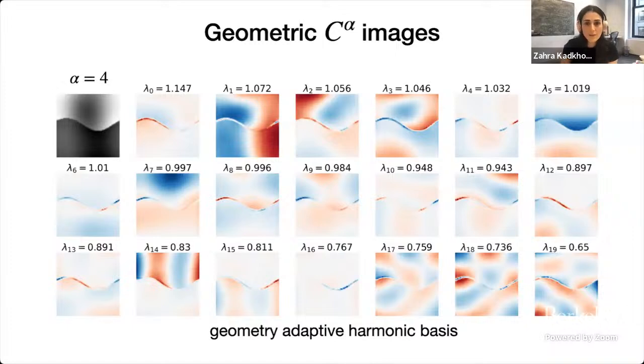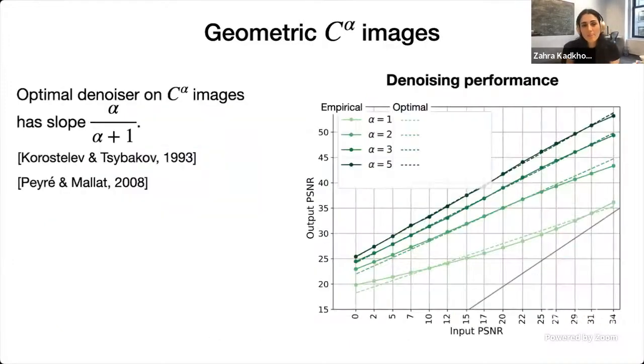However, this is still qualitative. We need a quantitative result. So thankfully, mathematicians have worked out the optimal performance in terms of the slope of this plot. So what is this plot? This is a denoising performance plot in terms of input PSNR versus output PSNR. So higher values are better. Each curve is associated with a denoiser for a different alpha class.